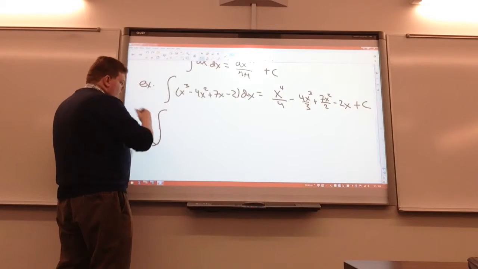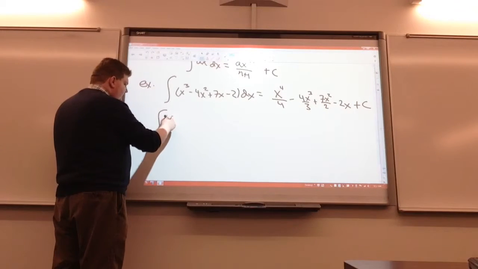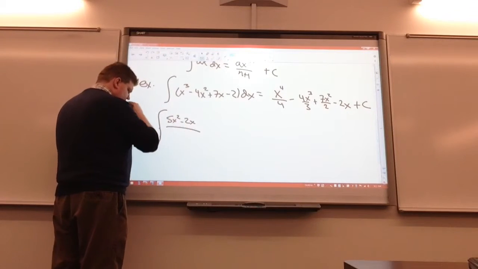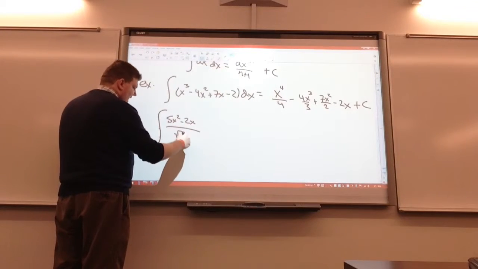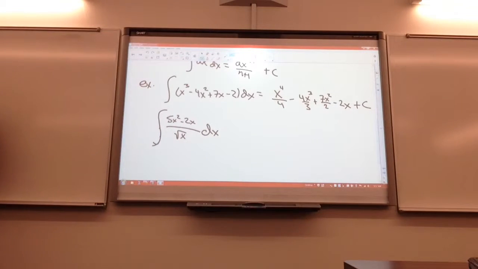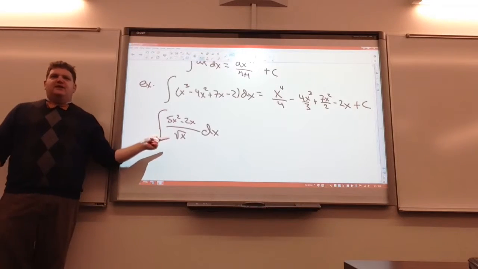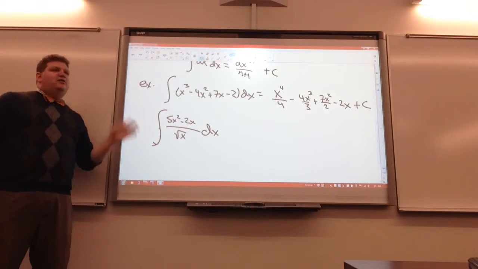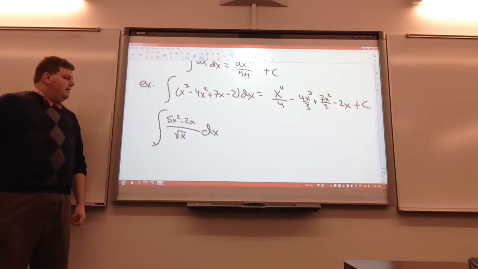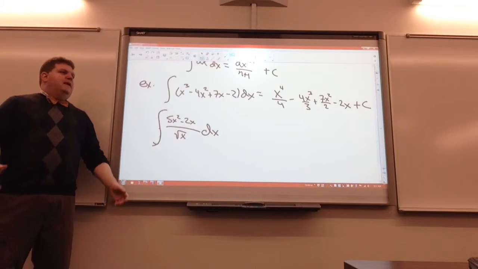So we'll do the integral of (5x squared minus 2x) over root x dx. We want to take the integral of this thing right here. Okay? Several things. First, when doing an integral, no radicals. You see a radical, immediately just change it back into a fractional exponent. Okay? It's just going to make life easier.